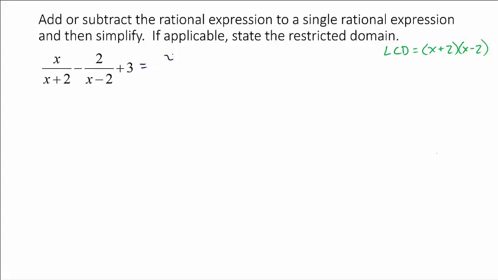So what do we have to do to the first fraction to get the LCD to be x plus 2 times x minus 2? We already have an x plus 2 there, but what do we need to multiply that by? X minus 2, right? Numerator and denominator. All right, from there we're going to subtract 2 over x minus 2, and what's missing there? Well, the x plus 2, right?